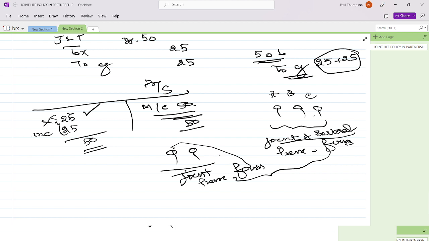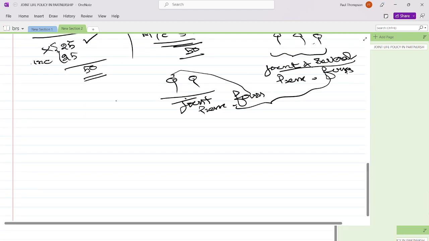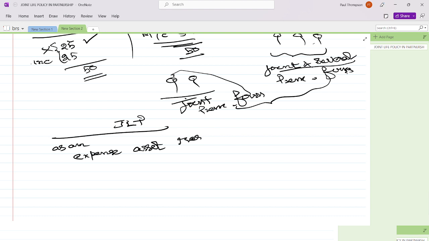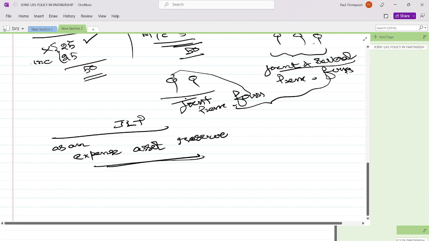Now what about the accounting treatment of JLP? JLP is treated in three ways: one as an expense, one as an asset, and one as a reserve. We will see in our next video the accounting treatment of JLP as an expense, as an asset, and as a reserve.